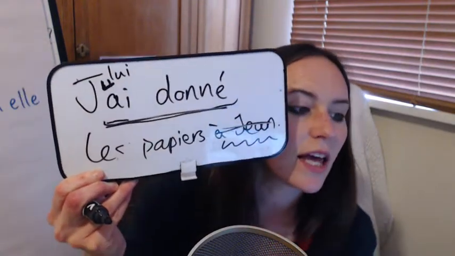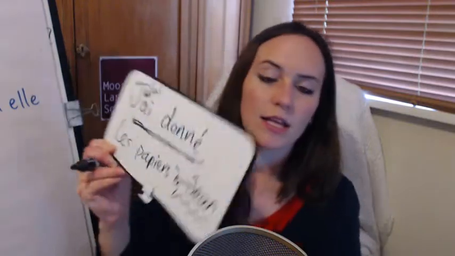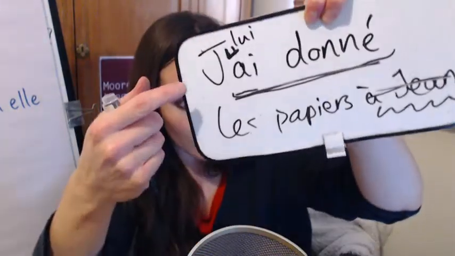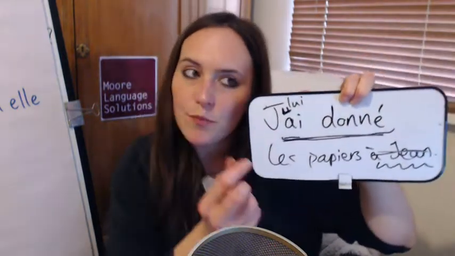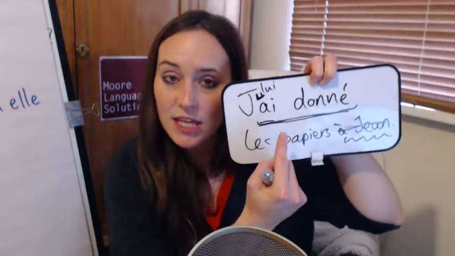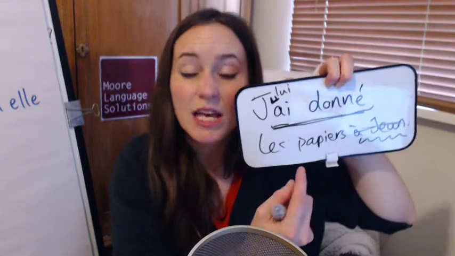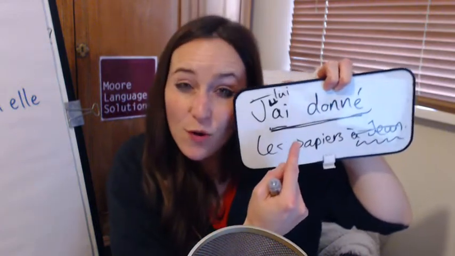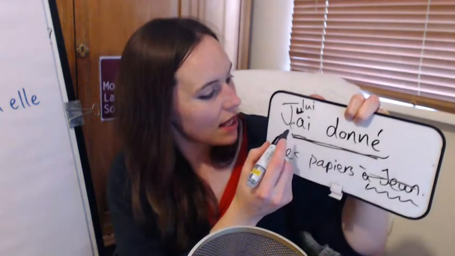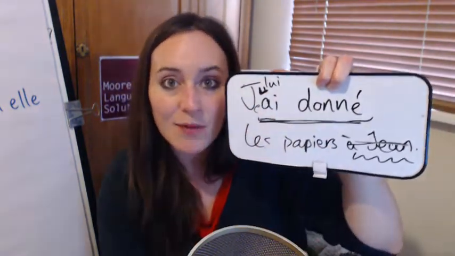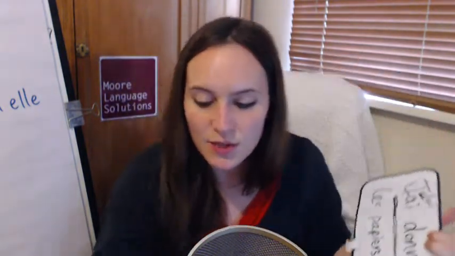Je lui ai donné les papiers. Now, because this started off with the e missing and then the apostrophe, because we're putting the pronoun that replaces "to him" before the verb phrase, we have to put the e back in there. Je lui ai donné les papiers.